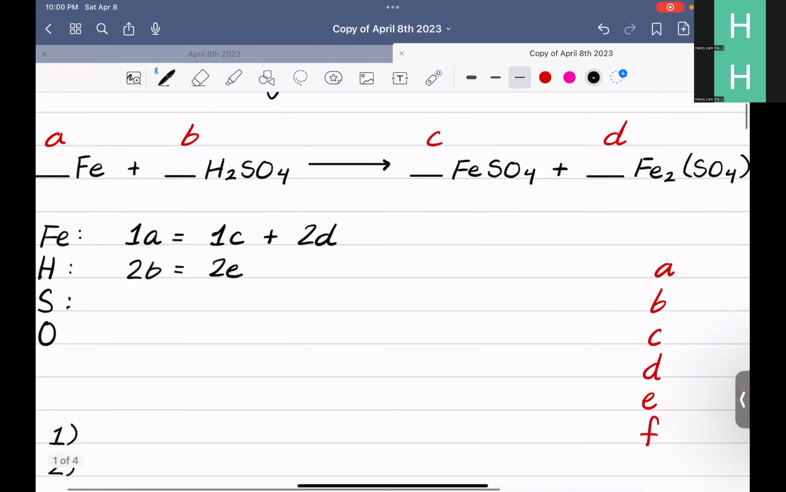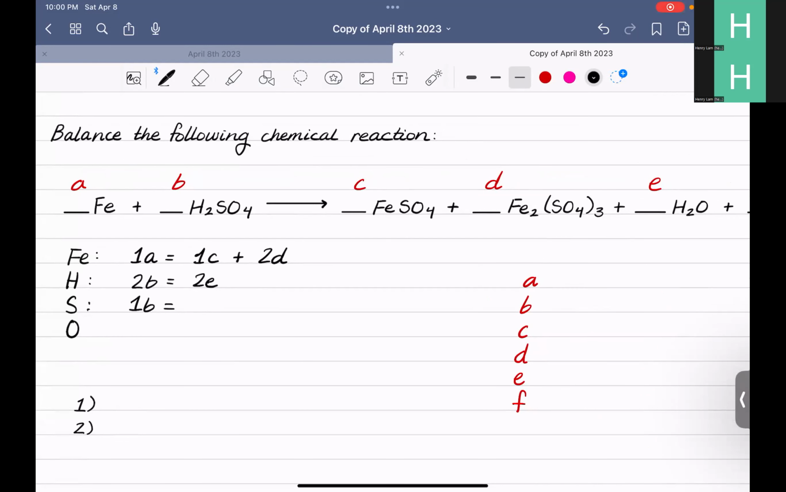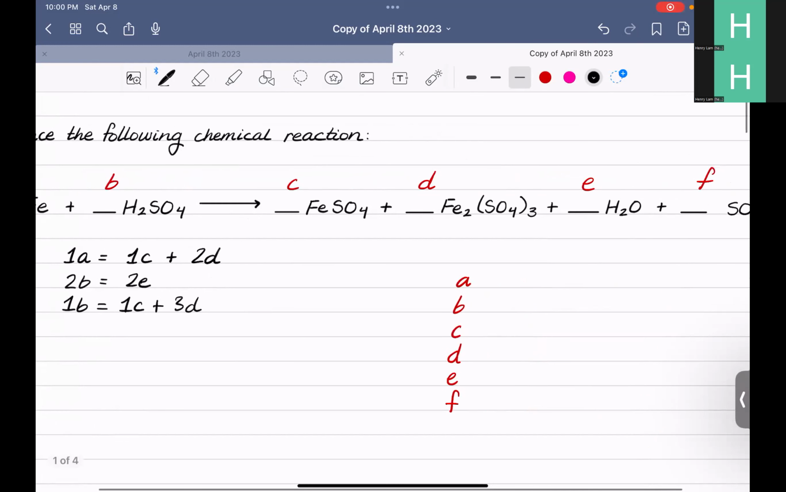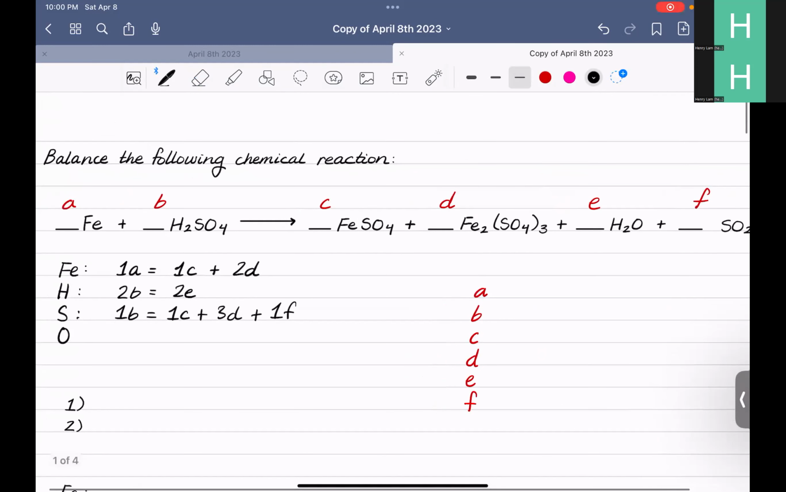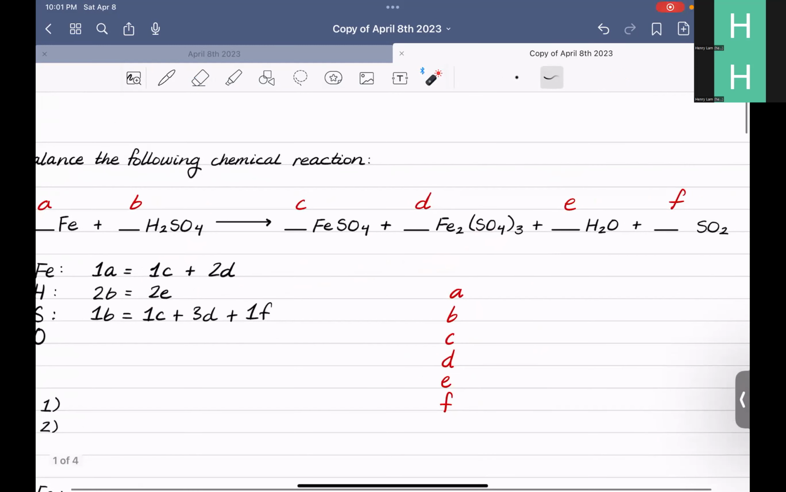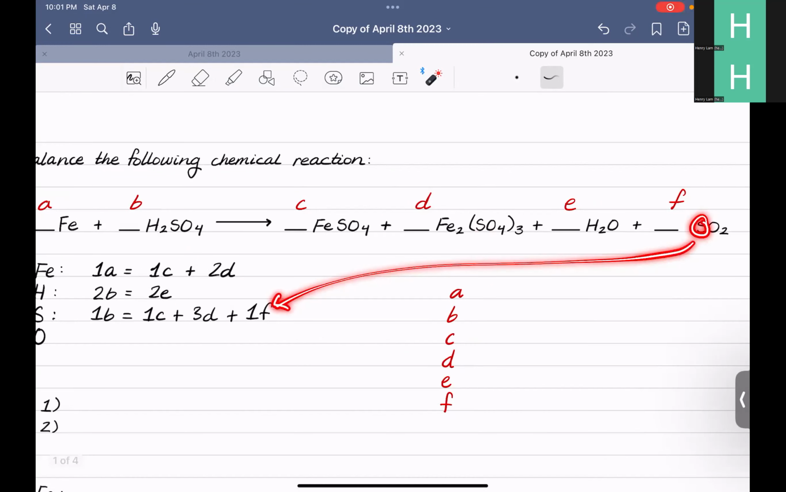Okay, what about sulfur? Sulfur occurs once in B, and it occurs how many times on the other side? It occurs once in C, plus 3 times in D, and once in F. Okay, so I'll show you that real quickly. So if you look here, there's only one sulfur on the reactant side, one sulfur in the C position, 3 sulfurs, because this subscript of a 3, in the D position, and 1 sulfur in the F position.